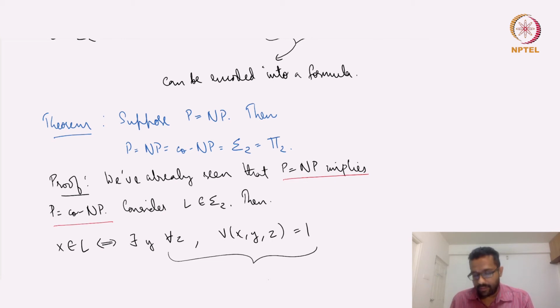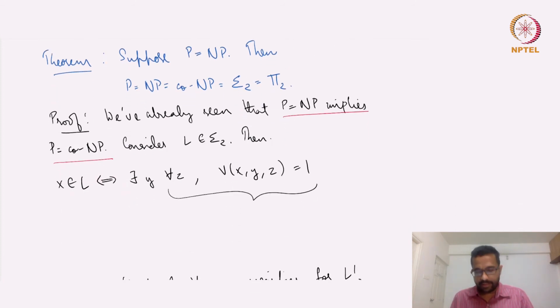Now we have to show that when this is the case, P is equal to sigma 2 also, right? Again, P is a subset of sigma 2. We have to show that sigma 2 is equal to P. So what can we do? We can take a language in sigma 2 and show that it is in P, right? So consider a language L in sigma 2. Now what does it mean? It means there is a there exists, for all characterization, right? First there exists and then for all, such that x is in L if and only if there exists y such that for all z this is true, right?